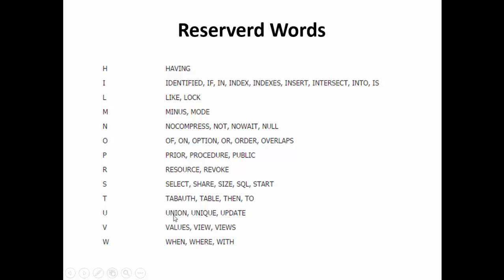Similarly, union is a set operator. It is a reserved word. Values, in an insert statement you use the values clause. That is a reserved word. When, where. Okay, all these are reserved words. Minus.